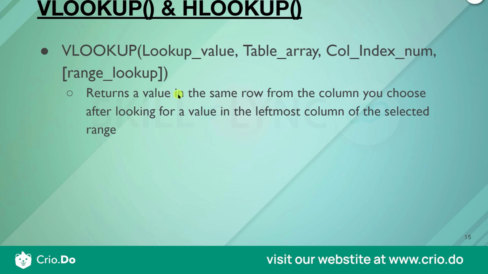First, we will provide what we want to look for, and then we will have the range and where it starts, which column you need the value from. So let's understand this with an example, only then will we get to know how VLOOKUP is working.